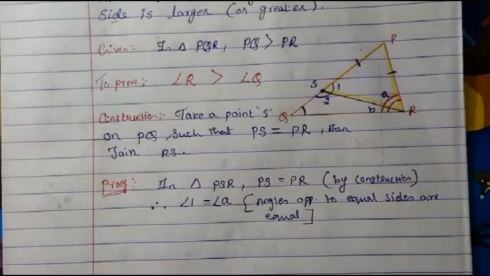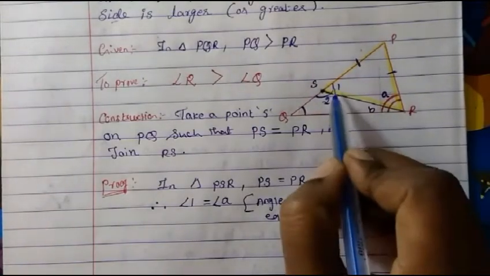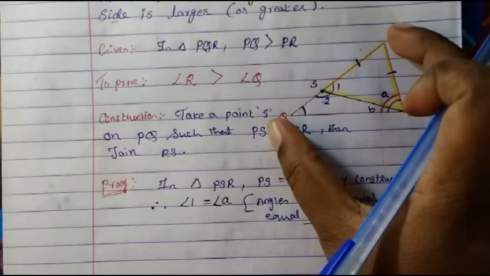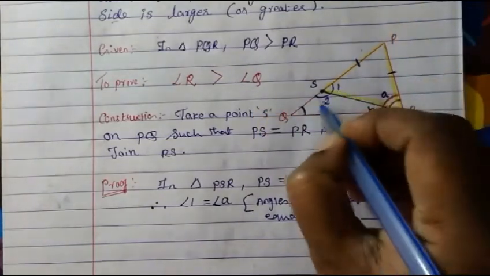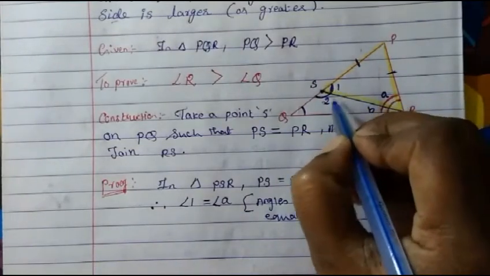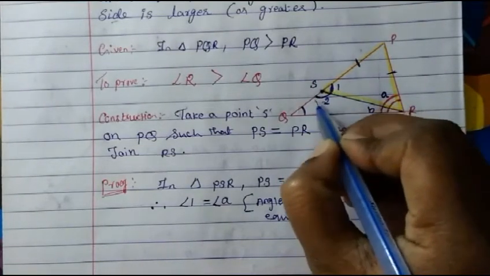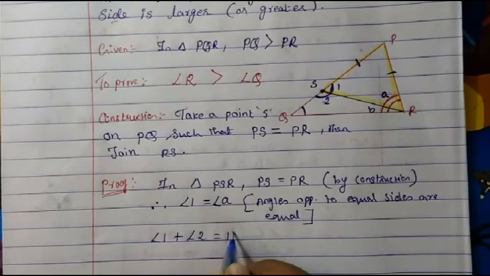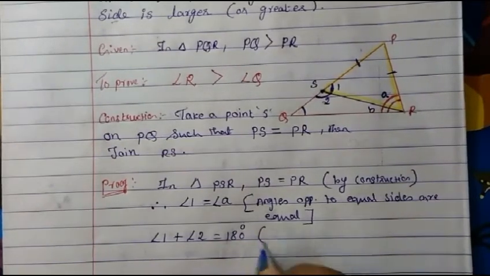Now angle 1 plus angle 2 will be what? This is a straight line, so the angles formed will be a linear pair. So can we say angle 1 plus angle 2 is equal to 180 degrees? Why? Because they are a linear pair.